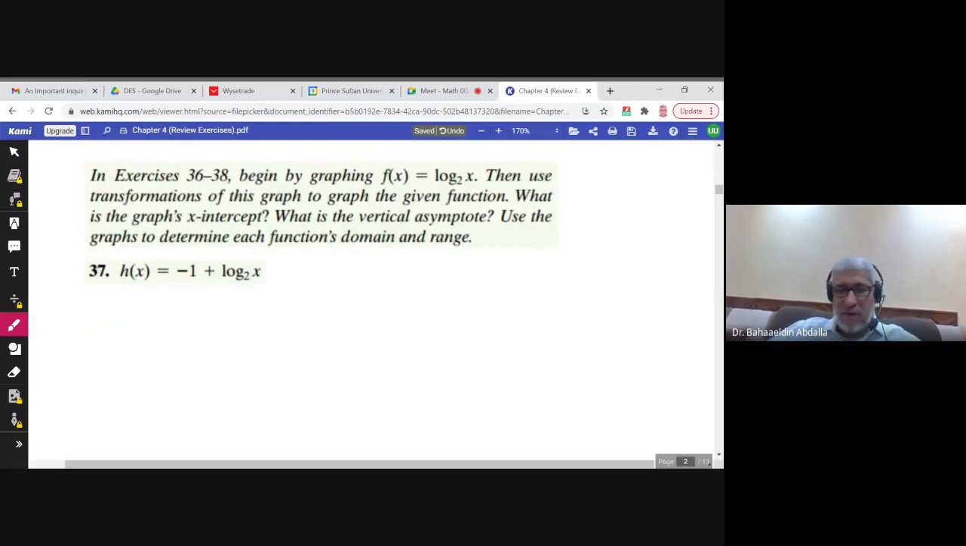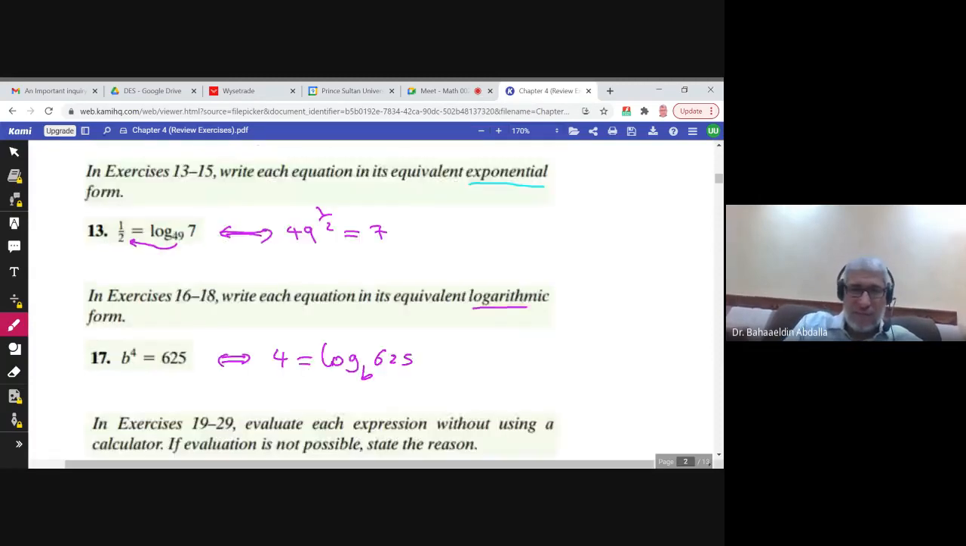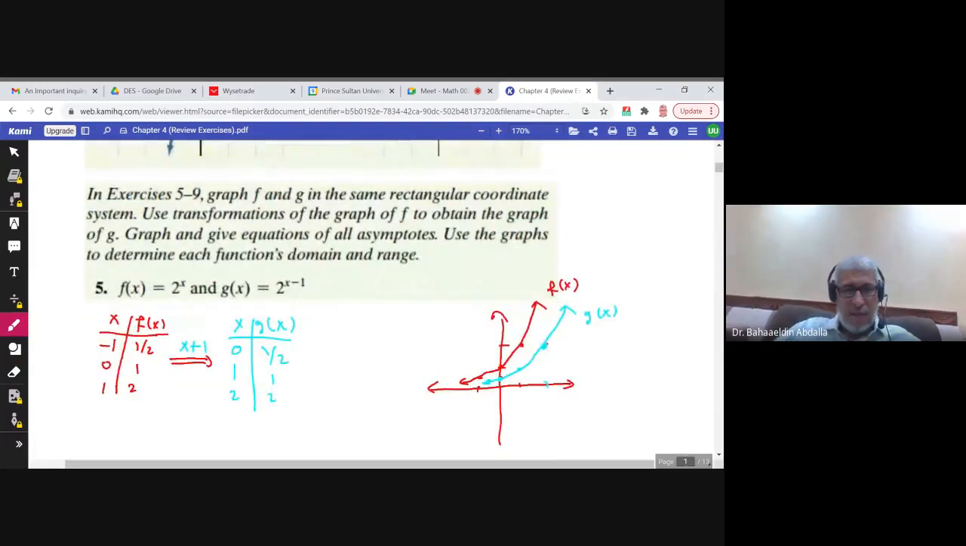Begin by graphing log x to the base 2, then use transformations of this graph to graph the given function. Now, what is the difference between this function and this function? Only the minus 1. The minus 1 will take the graph of log x to the base 2 1 unit down. So let us start by graphing f of x. Did he ask here for a graph and equations of asymptotes? Okay, we did not give equations of asymptotes. The asymptote here is y equals 0. This is the horizontal asymptote.